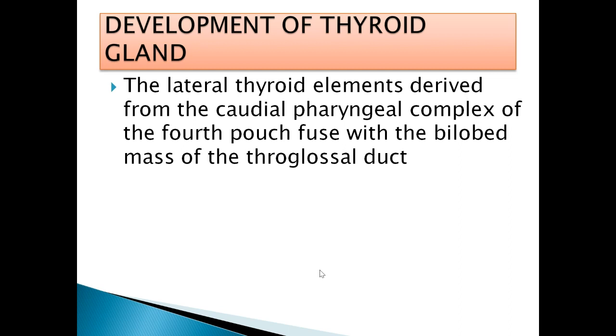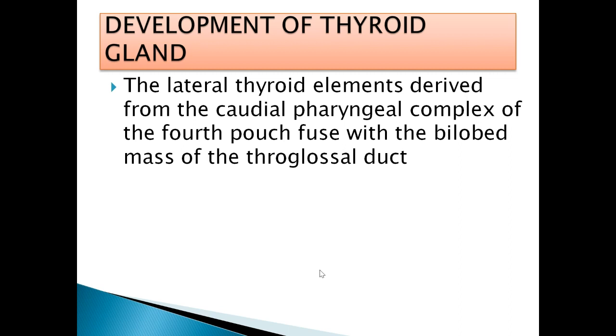The secretion of the thyroid commences from the 4th month of fetal life. The lateral thyroid elements are derived from the caudal pharyngeal complex of the fourth pouch. The fourth pouch fuses with the rudimentary fifth pouch to give the caudal pharyngeal complex that we have seen in the previous class of pharyngeal arches. This caudal pharyngeal complex will give rise to the thymic element, lateral thyroid element, and the ultimobranchial body. That also we have seen.